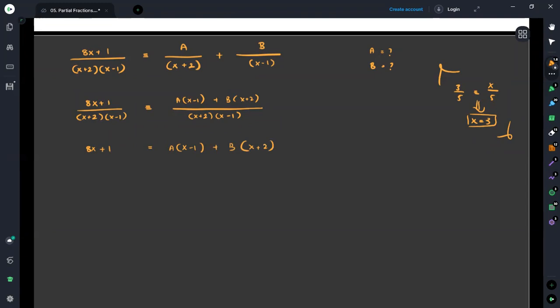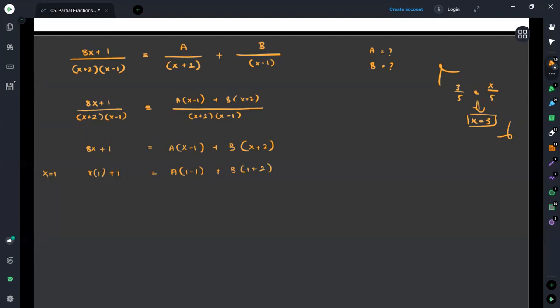Now, our goal is to find out the values of a and b. To find them easily, I'm going to substitute x equals 1 in this equation. It is because if I substitute x equals 1 here, this will become 1 minus 1, so a times 1 minus 1, which is a times 0, becomes 0. Then we can find out the value of b easily. Setting x equals 1, we get 8 times 1 plus 1 equals a times 1 minus 1 plus b times 1 plus 2.